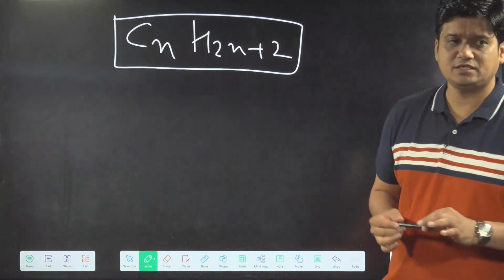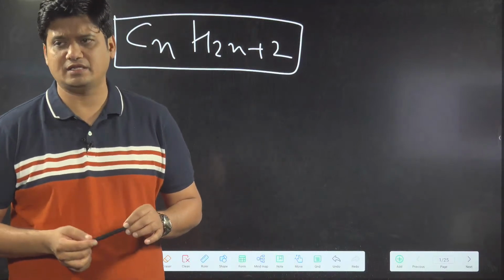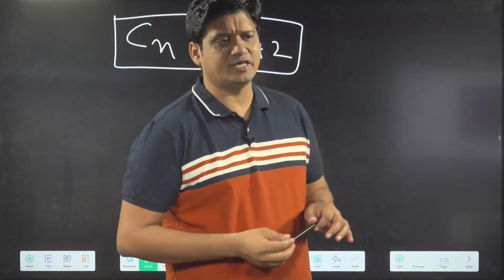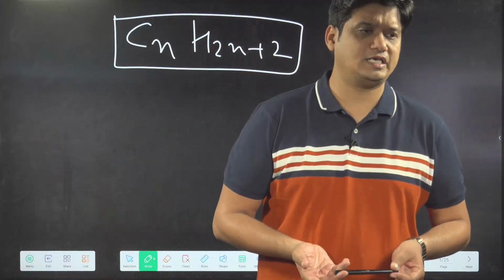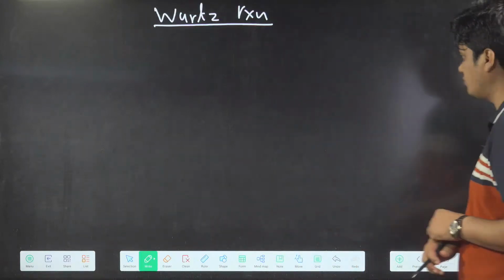Alkanes are also known as paraffins, and why are they called paraffins? Because they are less reactive. They have very low reactivity. So sometimes they can ask why alkanes are known as paraffins. The answer is because of their low reactivity. Okay, come to the methods of preparation.